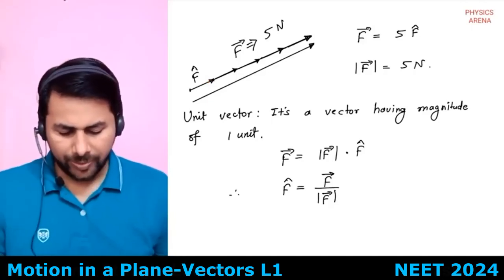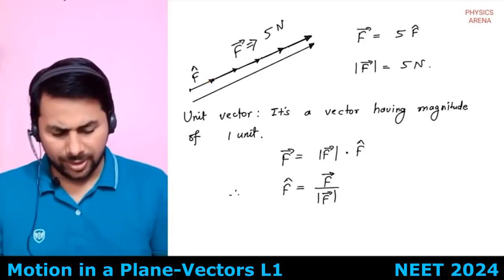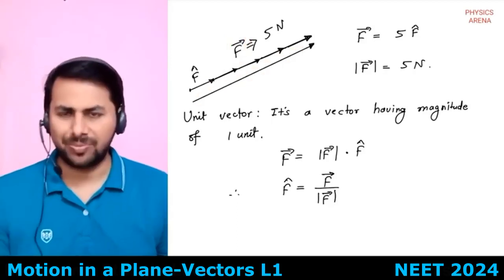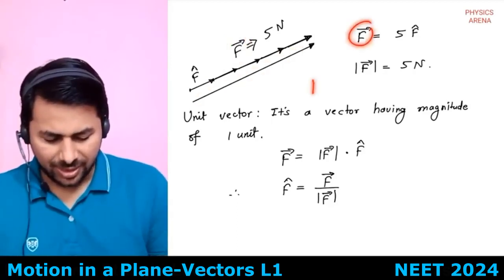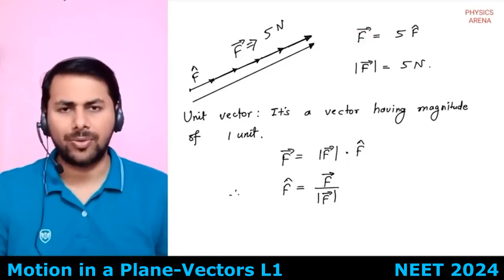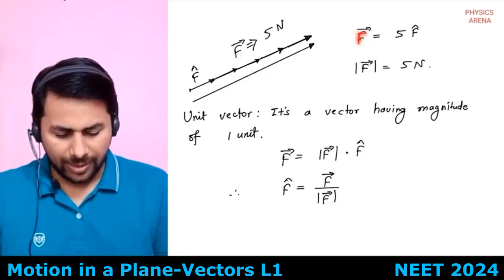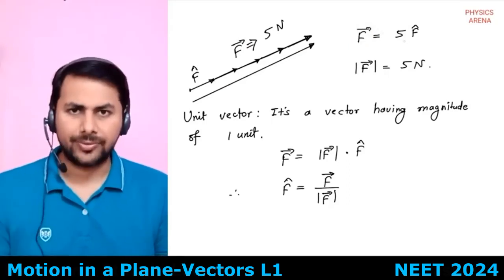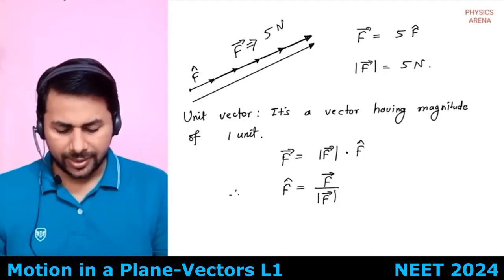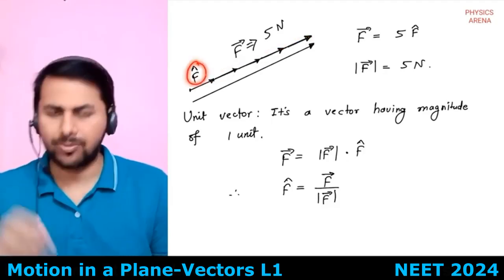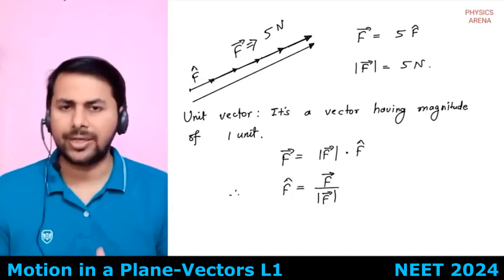So how do we find the unit vector? We represent vectors like this: F is for force and we put an arrow on top of F. So F bar means force vector, and it's equal to 5 newtons. But I can say that this F bar is equal to what? If I take 5 such small unit vectors, I will get F bar.